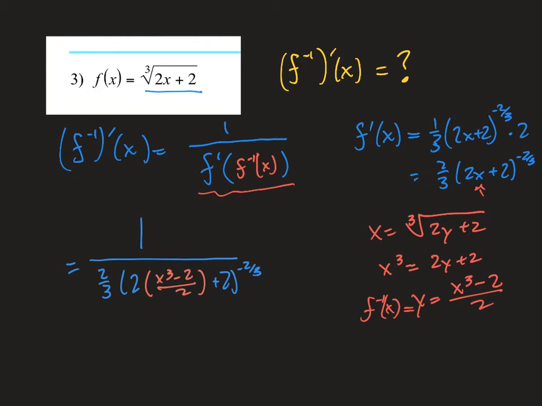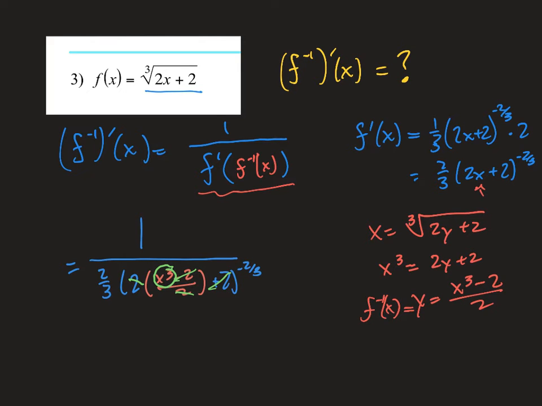So there's a few things going on here. First of all, we can do a lot of simplifying inside these parentheses. This 2 and this 2 will cancel, and I'll have x cubed minus 2. And then that minus 2 and the plus 2 will cancel. And so in the parentheses, all I end up with is x cubed.